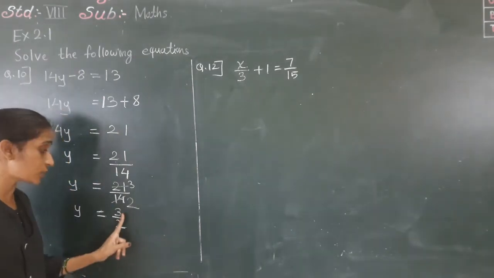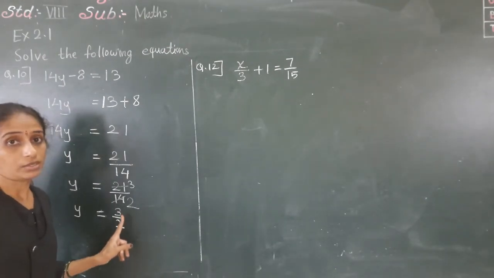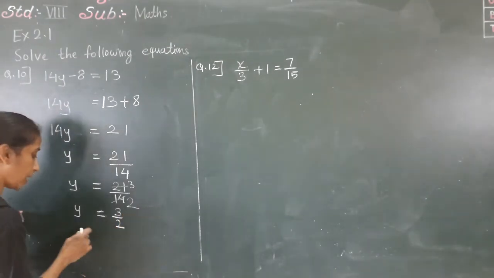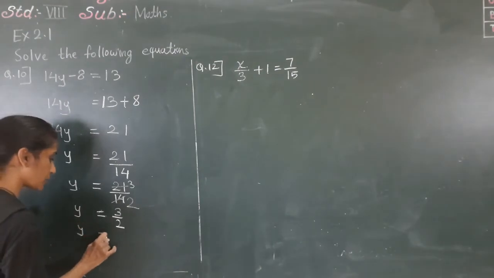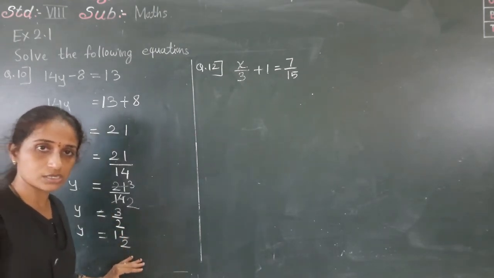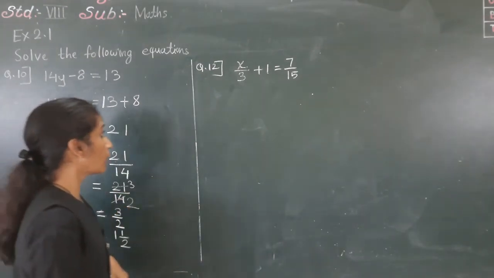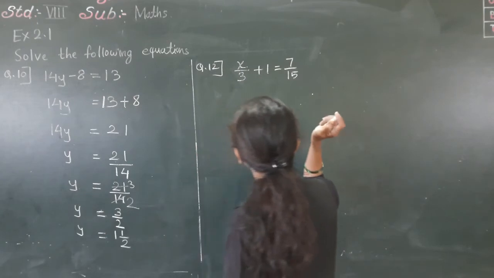Now if you observe, which type of fraction is this? Improper fraction. So we can convert it into a mixed fraction. 2 1s are 2 and 1 remains. So 3 upon 2, you can convert this into a mixed fraction. Okay. So now next, question number 12.